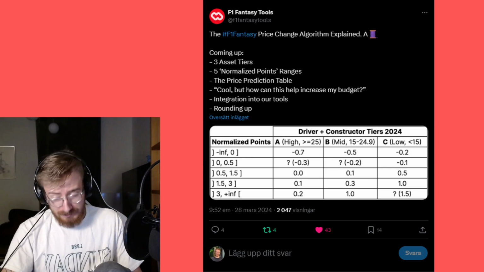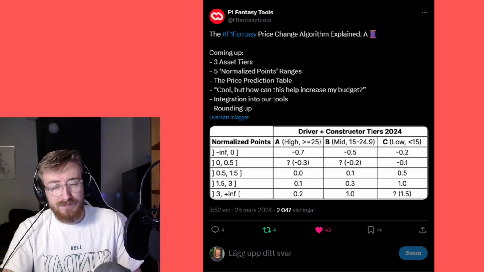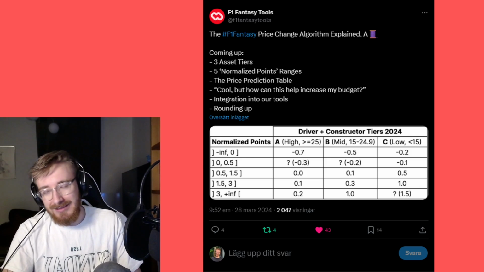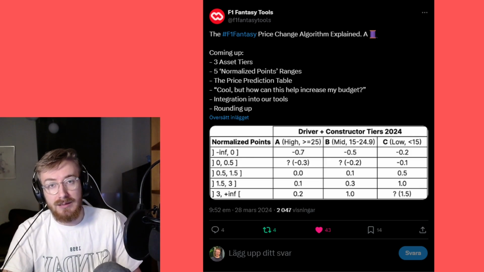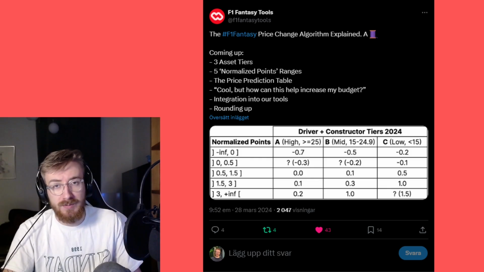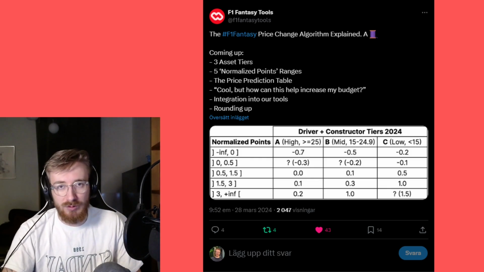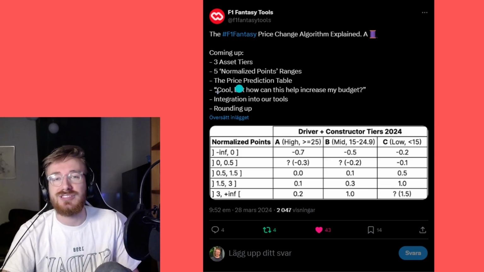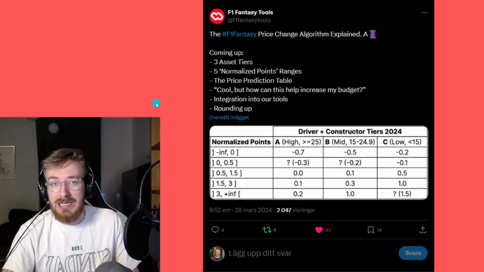I will still do the asset tier list video that I teased in my transfer plans video for the Japanese Grand Prix, but now I will take all of this information into consideration when ranking each asset.